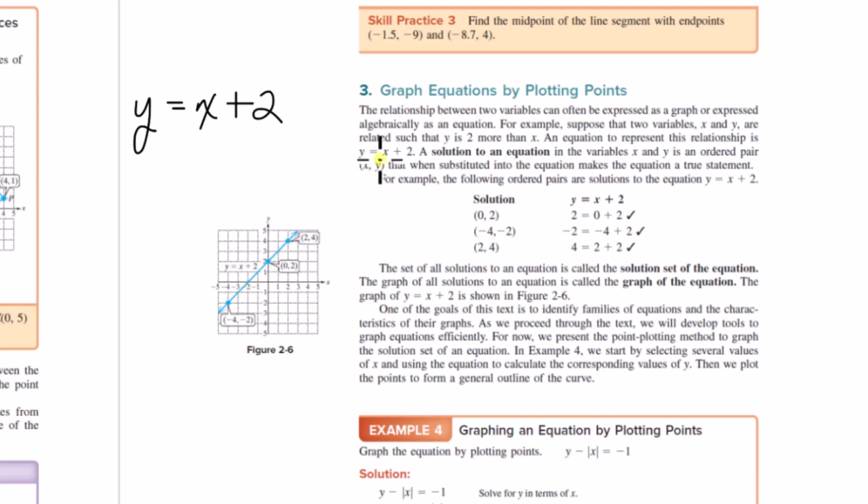But another thing to note about this graph is that every point on this line is a solution to the equation, right? That's important to note. Every single point on this line is a solution. Because what are you doing? You're picking an x, solving for y.